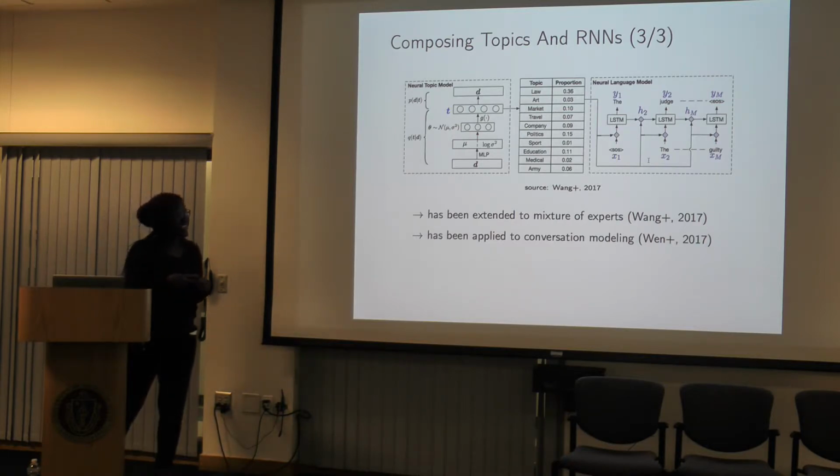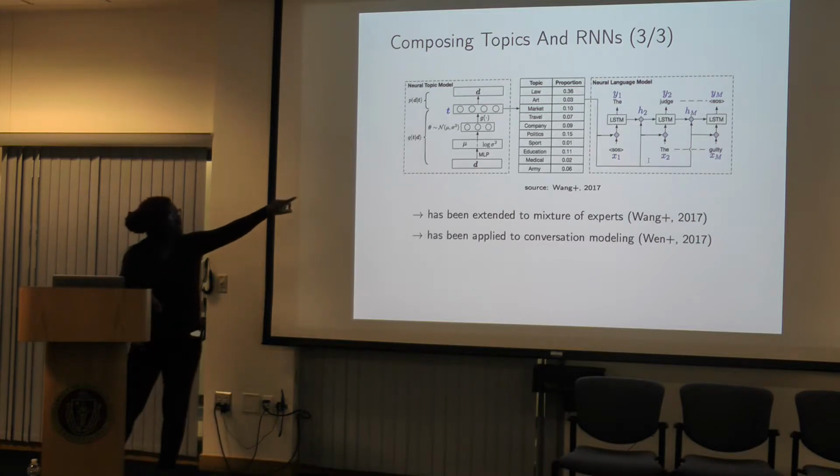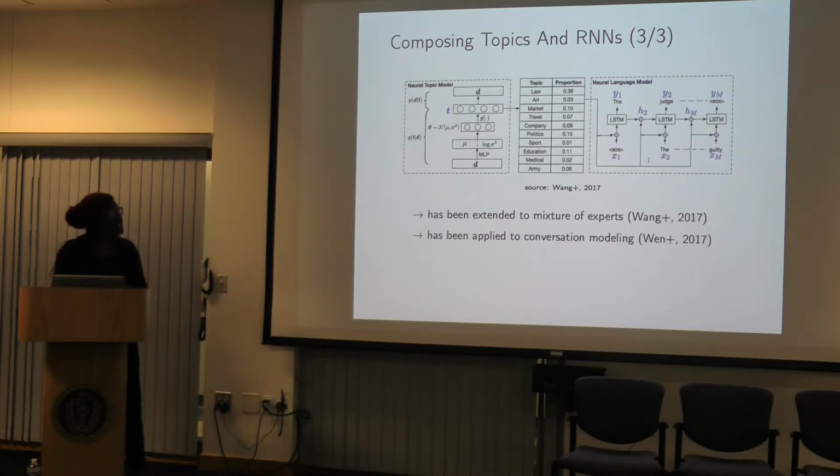And another extension of this is by using a mixture of experts. So it's the same principle. On the left box, you have your neural topic model, and on the right you have your recurrent neural network that conditions on it. The box in the middle is the topic proportions for the document. So it's the same principle, but the models are different. They use a mixture of experts, and we use just a plain softmax with the topic as bias.